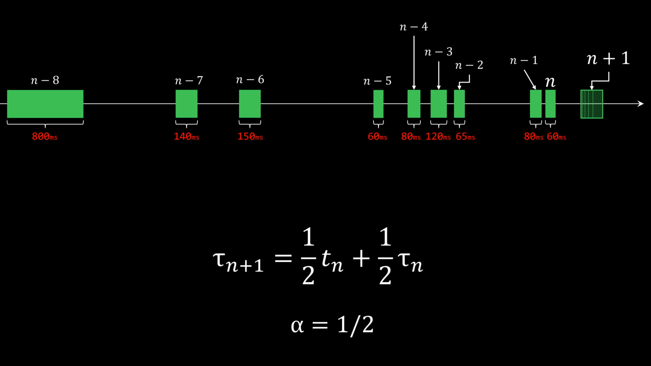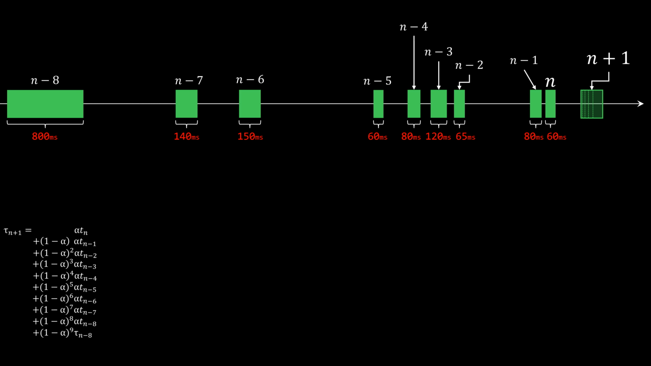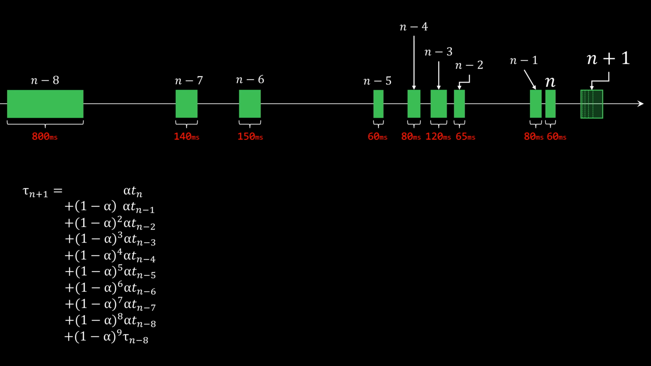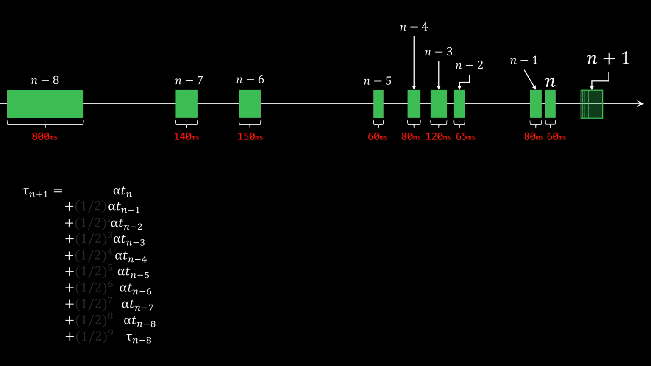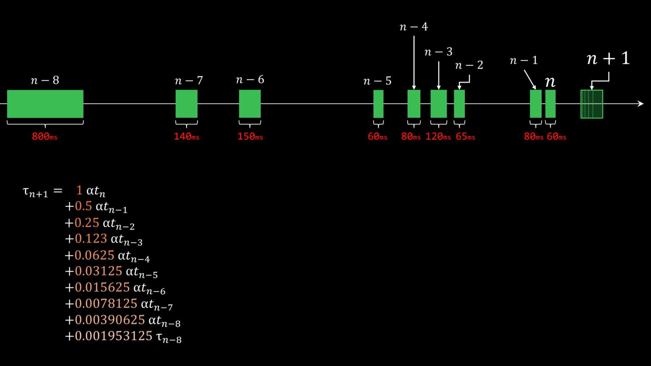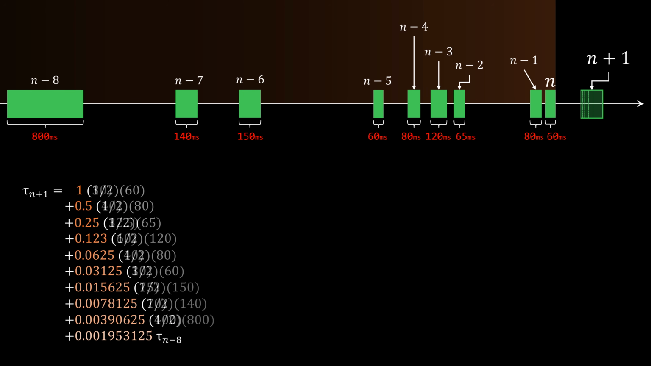And notice that this doesn't mean all observed CPU bursts in the history are equally weighted. By expanding the formula, we can see that each CPU burst duration is multiplied by alpha times 1 minus alpha raised to a power. Since alpha is between 0 and 1, the term 1 minus alpha decreases exponentially, meaning older CPU bursts have less influence on the prediction. This makes sense because older execution patterns are less relevant when predicting future CPU bursts.